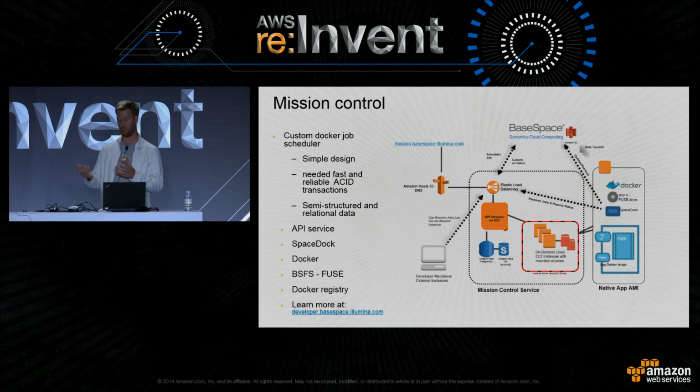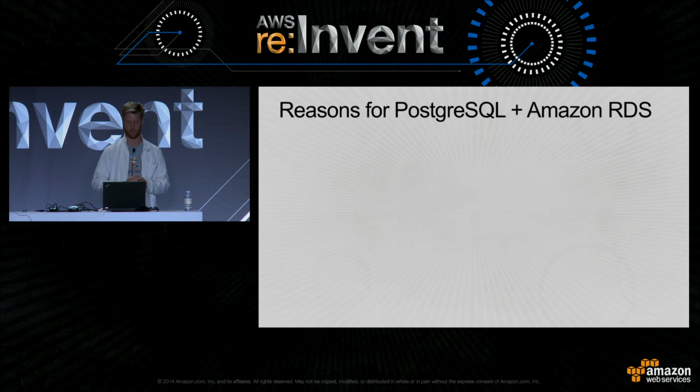We're using Postgres RDS as our back end. We're using multi-AZ for all the reasons that Grant talked about. And then on the what-is-running side, the native app AMI, we have Docker, and then we have a custom-built FUSE driver and our little service called SpaceDock that's doing a bunch of magic to make all this stuff work. If you want to learn more there, just Google developer BaseSpace, and you'll find more about that.